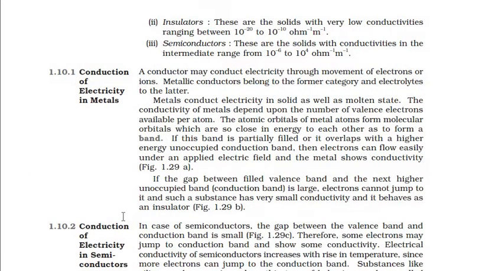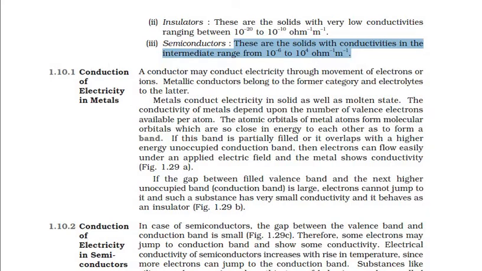Now moving to the second category, that is insulators. Insulators are the solids which have low conductivity, ranging between 10 to the power minus 20 to 10 to the power minus 10 ohm inverse meter inverse. And last is semiconductors. These are the solids which have conductivities in an intermediate range, that is 10 to the power minus 6 to 10 to the power 4. They are neither very good conductors nor insulators, non-conductors. They fall in between the metals and the insulators.